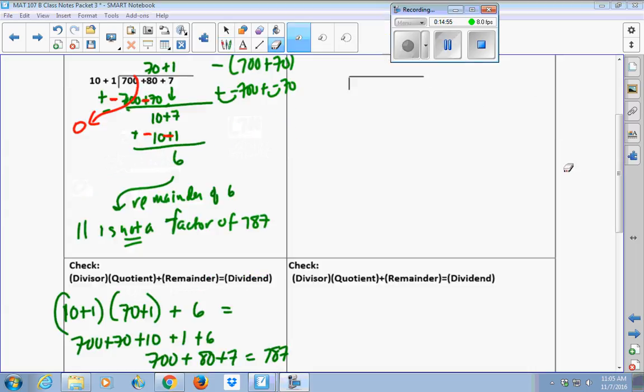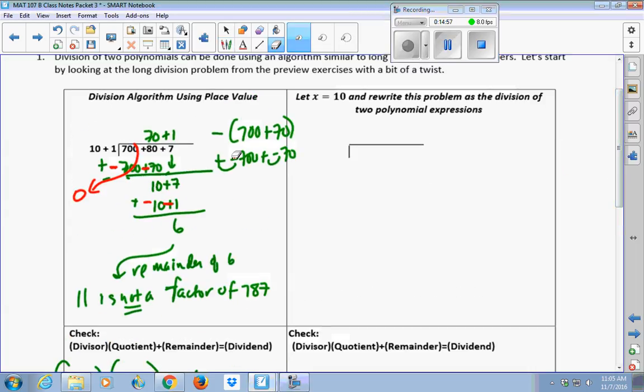Now, the purpose of showing you in the place value form what your long division really does in place value is I want you to turn this same exact problem into an algebra problem. And the way we do that is everywhere you see a 10, you're going to represent it with x. So what would our divisor be now instead of 10 plus 1? Ben, what would it be? X plus 1. Okay, I meant the other Ben, but that's okay. So this is our divisor, x plus 1.